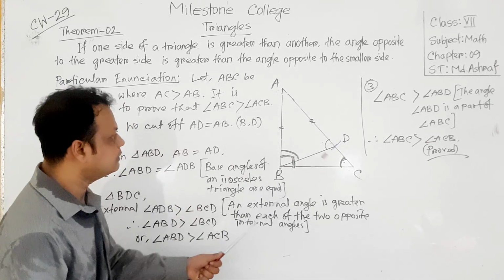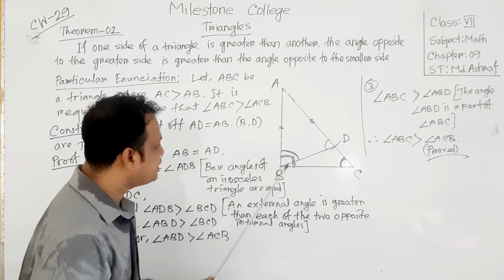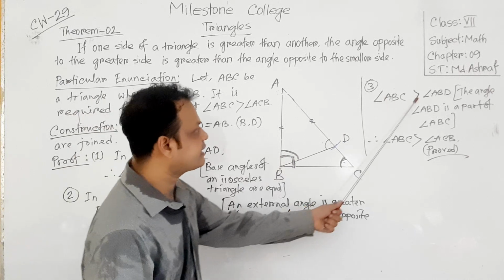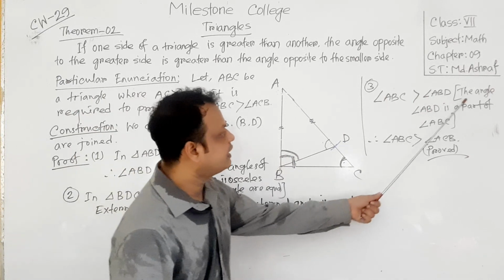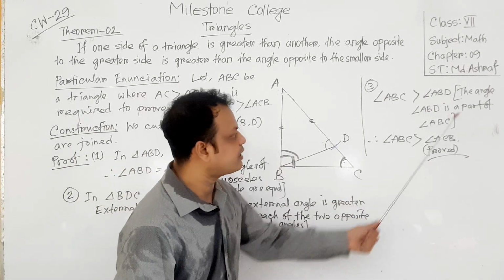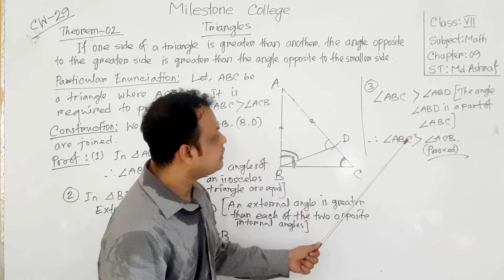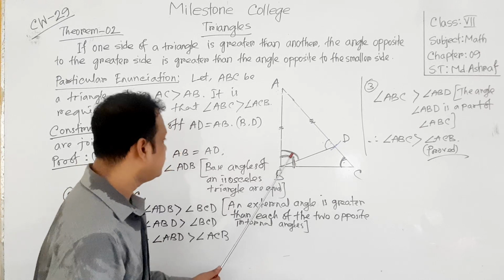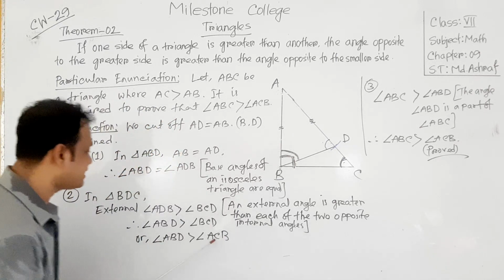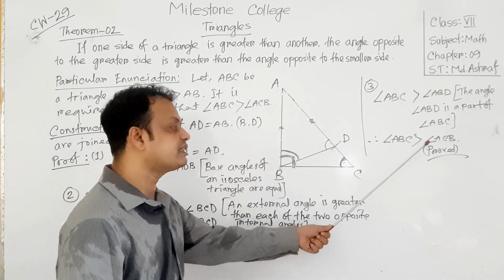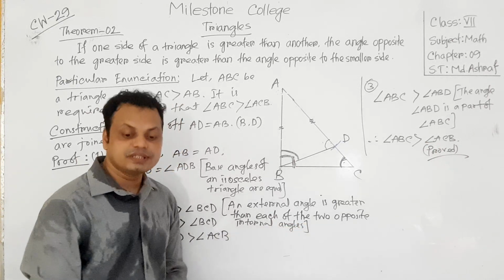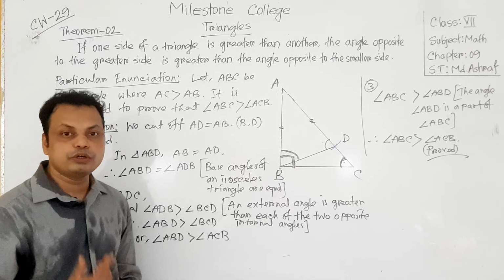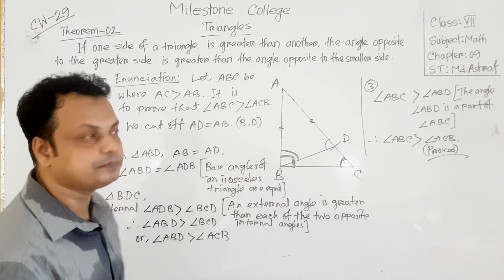Now we can tell ABC is greater than ABD, as ABD is a part of this angle. So angle ABC is greater than ABD, since angle ABD is a part of angle ABC. Therefore, angle ABC is greater than this one, and ABD is greater than ACB, so angle ABC will be greater than angle ACB. So this is theorem 2. I think all of you have understood. Now we'll do the next one, theorem 3.